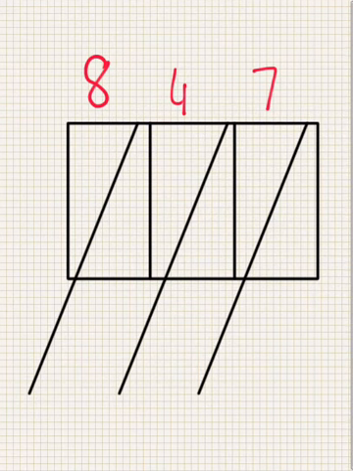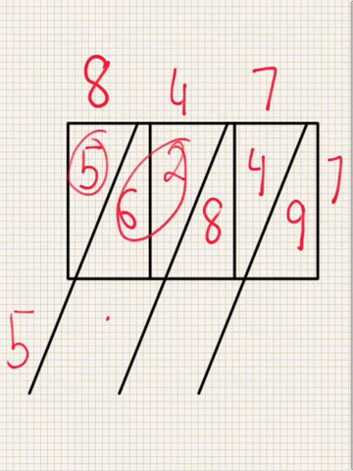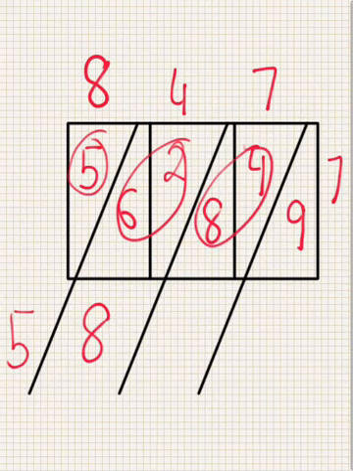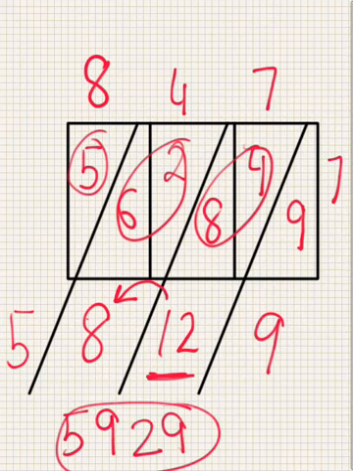847 times 7. 8 sevens, 56. 7 fours, 28. 7 sevens, 49. So we add. This is 5, this is 8, this is 12, and this is 9. And so we have a little problem here. We have this extra digit here. So we just give this one over here, and so we have 5, 9, 2, 9. This is your answer.